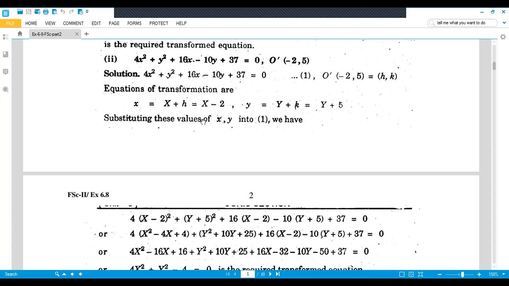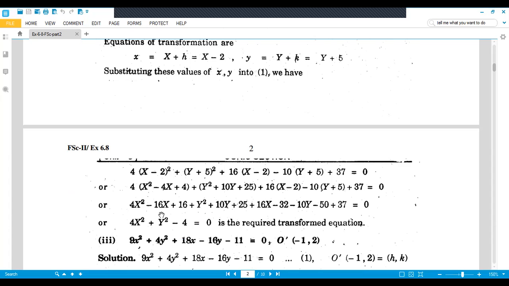Now substituting these values of small x and y in equation number 1: in place of x we put (X minus 2) whole square, in place of y (Y plus 5) whole square, plus 16 in place of x (X minus 2), and minus 10 in place of y (Y plus 5), plus 37 equal to 0.